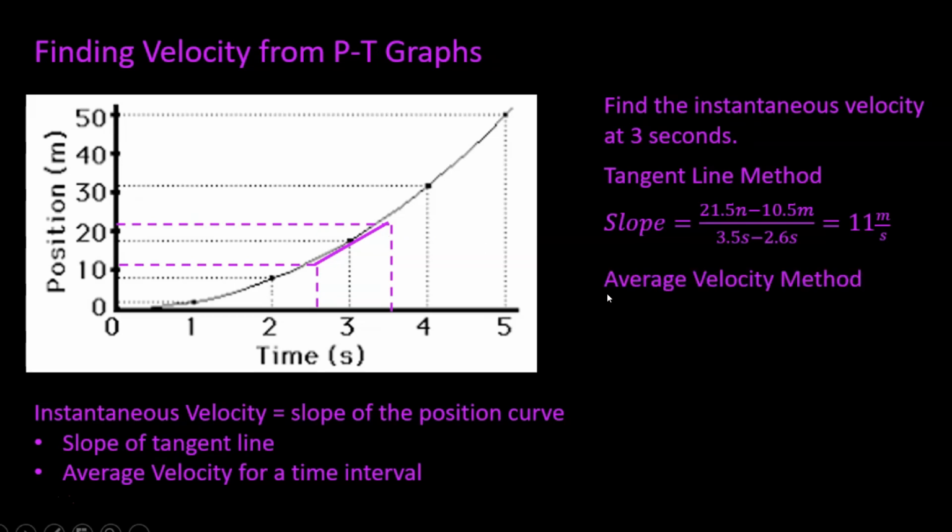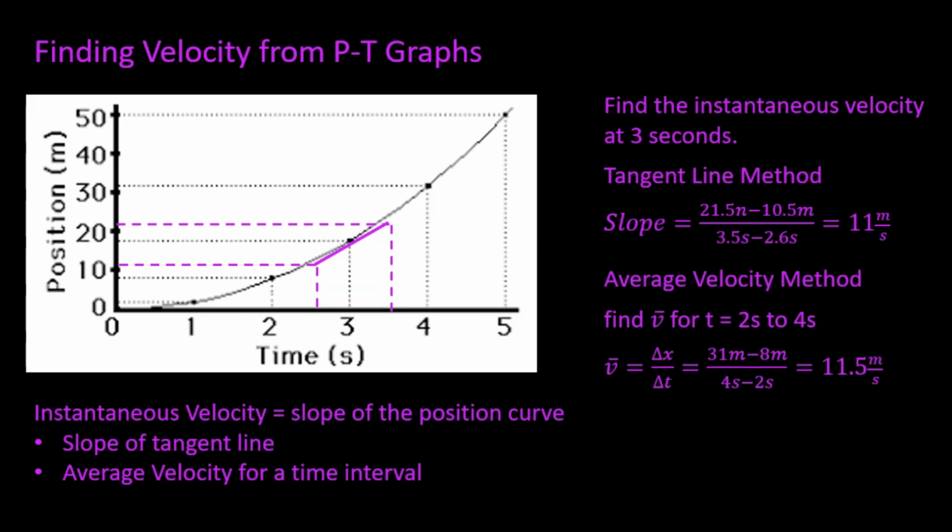A more accurate way is to use the average velocity method. So here we need to pick a time interval where 3 seconds is right in the middle. So we could have picked 1 to 5 seconds. I chose to pick 2 to 4 seconds. And then we just simply need to take our position and time readings at 2 and 4 seconds, and we use our formula for average velocity. Displacement divided by elapsed time, and we wind up with 11.5 meters per second. So whenever possible, the average velocity method's preferred because it's quicker and more accurate.